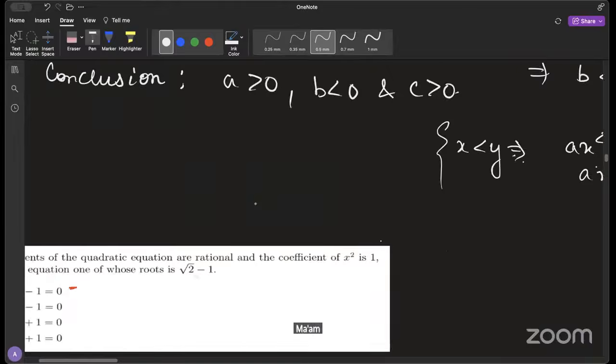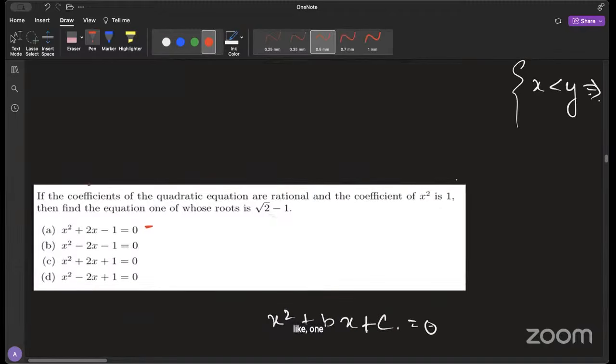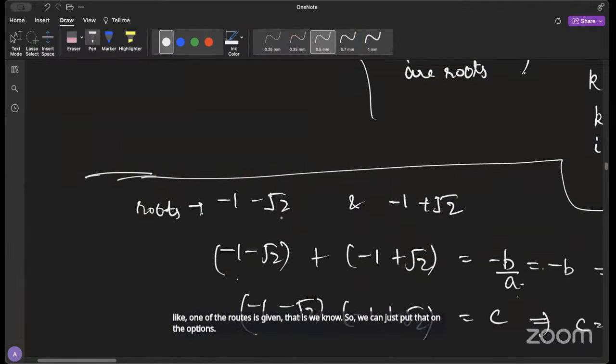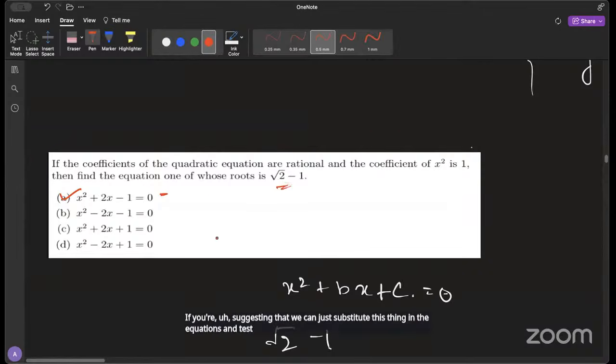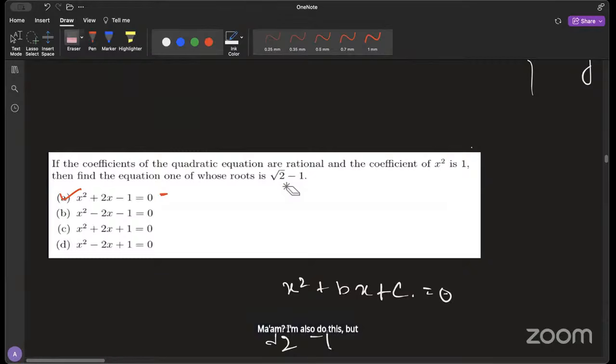Ma'am, here one of the roots is given, so we can just put that in the options, and whichever satisfies it will be the correct one. If you're suggesting that we can just substitute this in the equations and test if it works, then ma'am, I also did this, but the fourth option is satisfying this, but it's not correct. That's what I was going to say. The other options can satisfy one root, right? It's possible that for one of the options, one root is this and the other root is different.